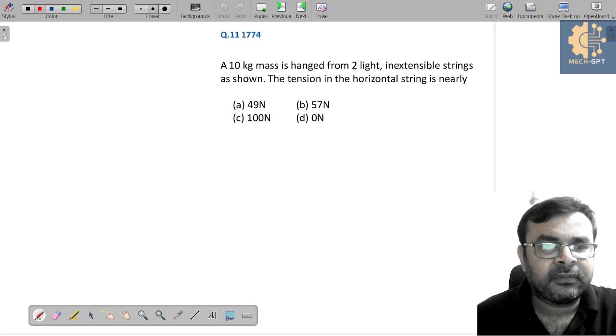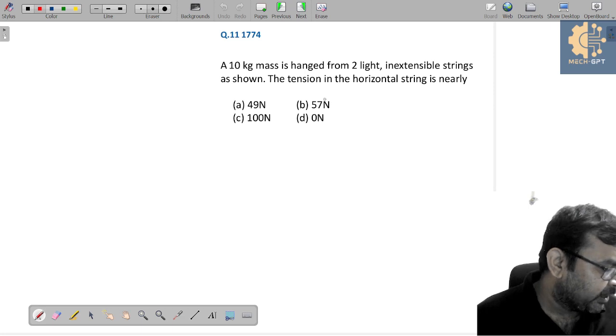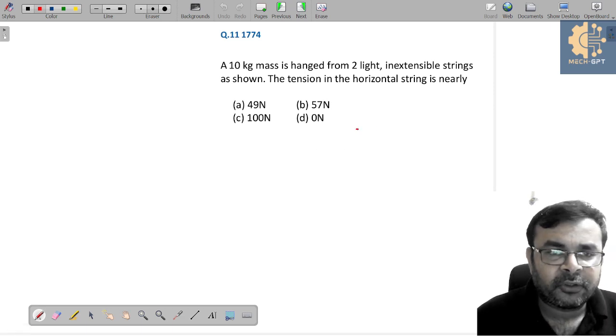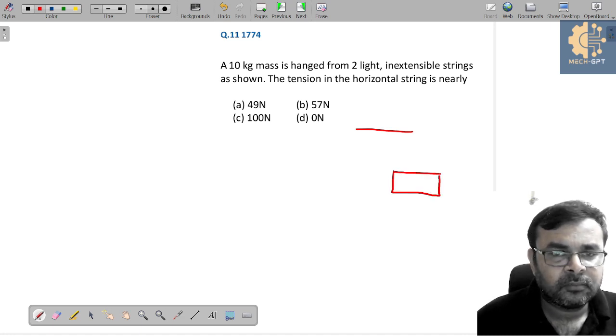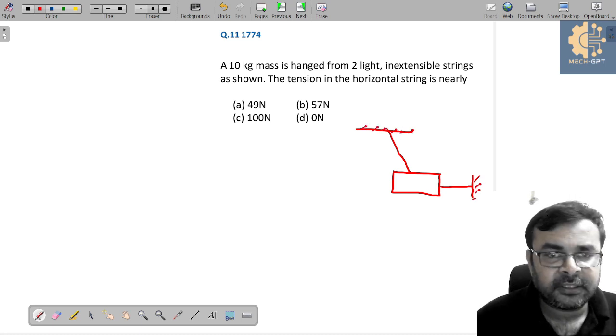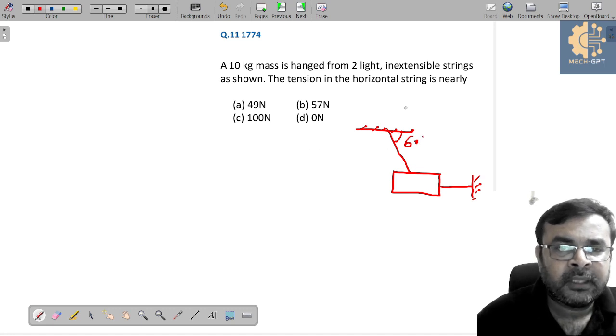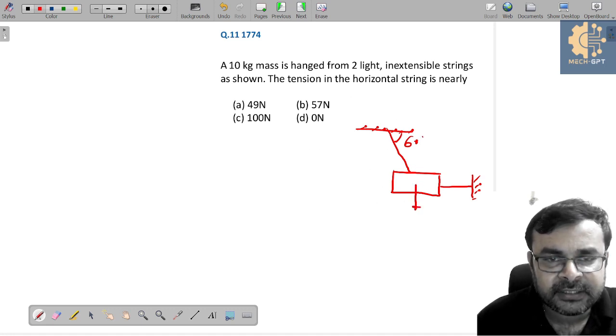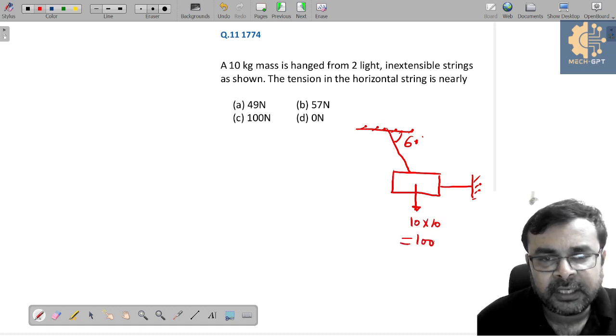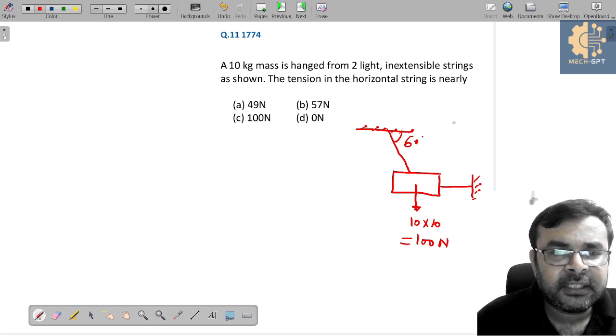10 kg mass is hanged with two light inextensible strings. So yes, here the figure is missing. So here I am going to draw. This is the mass which is hanged with these two strings. This is string 1 and this is a horizontal string. Is it clear? And you can see here this string makes an angle 60 degree. So 10 kg mass, so obviously its weight is acting downward. Let's say this is 10 into 10. So this is equal to 100 Newton. Correct?